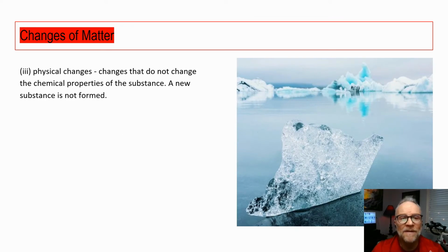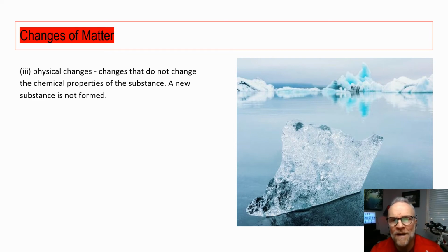Changes of matter. Physical changes do not change the chemical composition of the compound or substance, and so a new substance is not formed. So we have ice melting here as our example. And all the phase changes, melting, boiling, freezing, evaporating, condensing, are physical changes, because you do not change the physical or the chemical composition of the substance. So when you melt water, you still have water. When you boil water, you still have water vapor, and so forth.